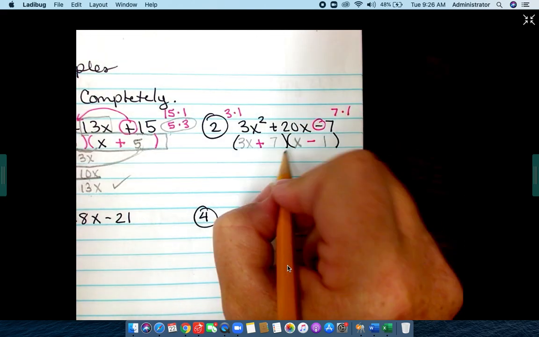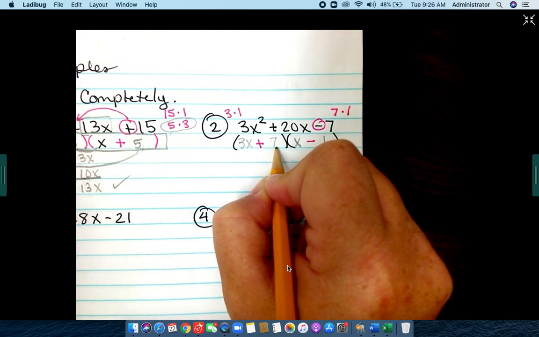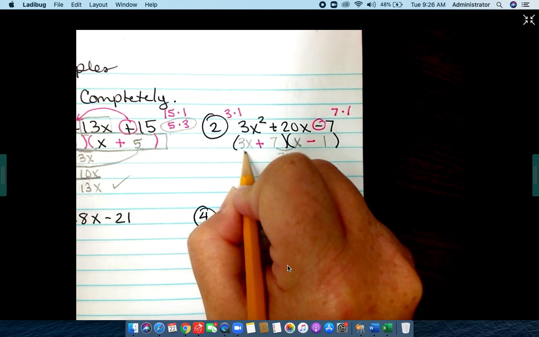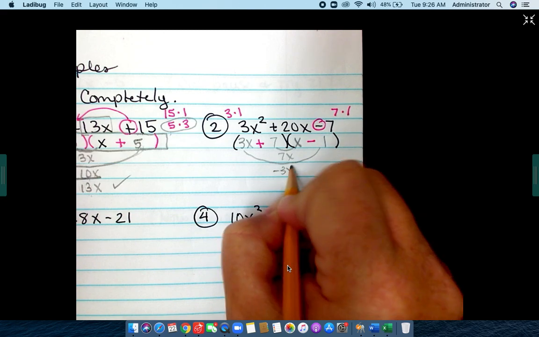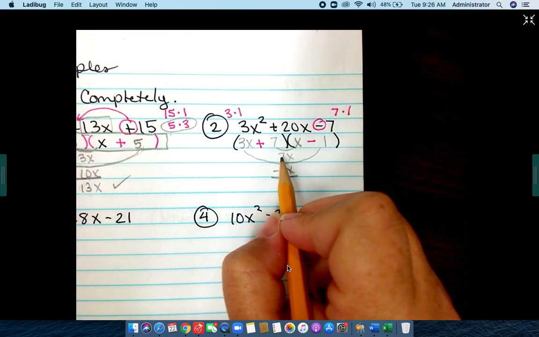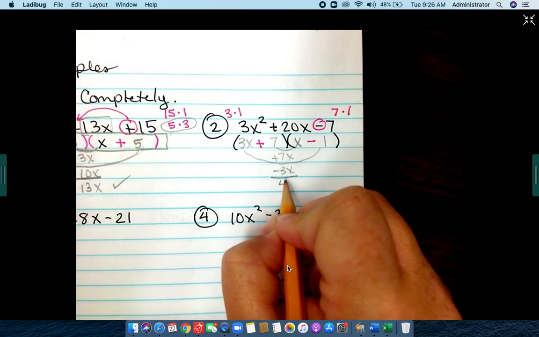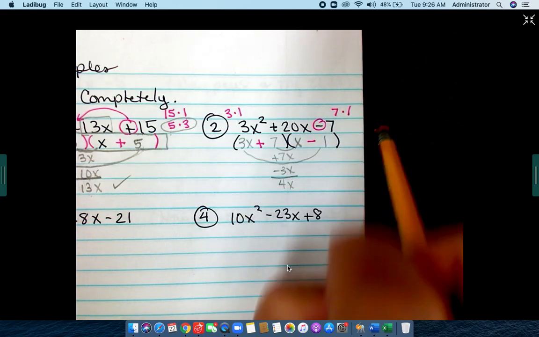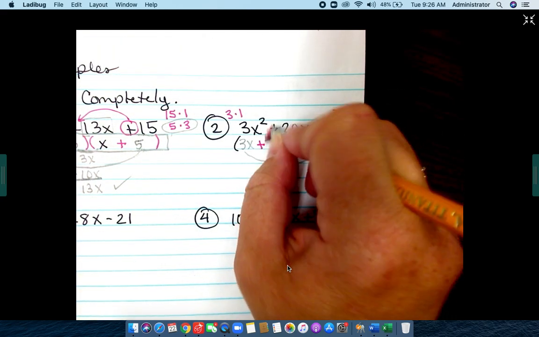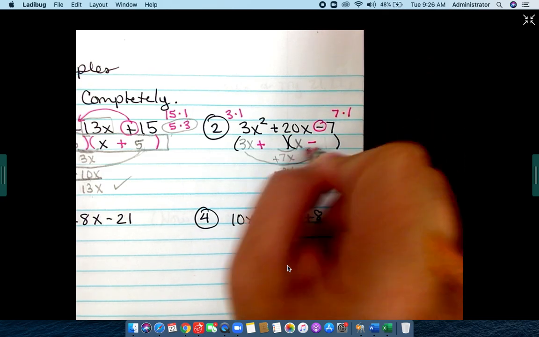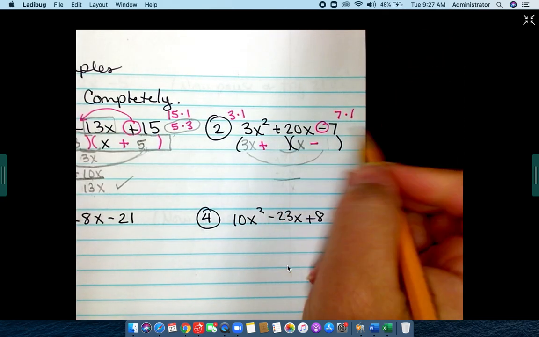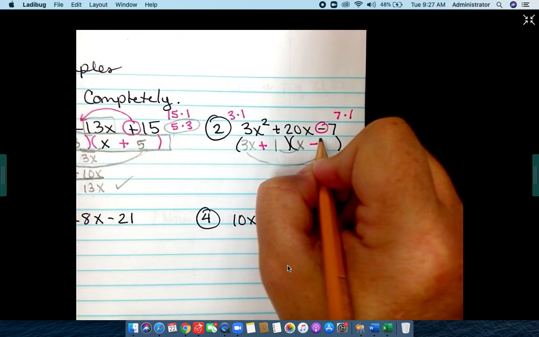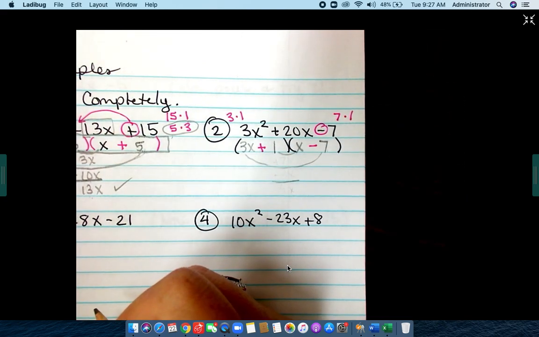Well, let's see. If I do my inner and outer, 7 times x is 7x. 3x times negative 1 is negative 3x. And when I combine a positive 7x minus 3x, that gives me 4x. So something doesn't look right. So I'm going to keep my 3 and 1 and just switch my 1 and 7. So I'm going to put a 1 here and a 7 here.